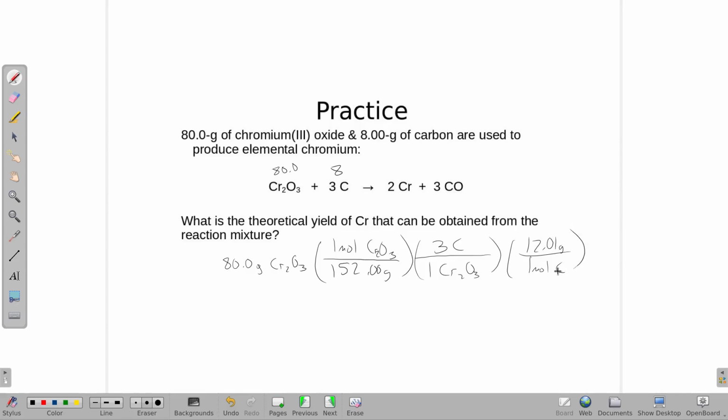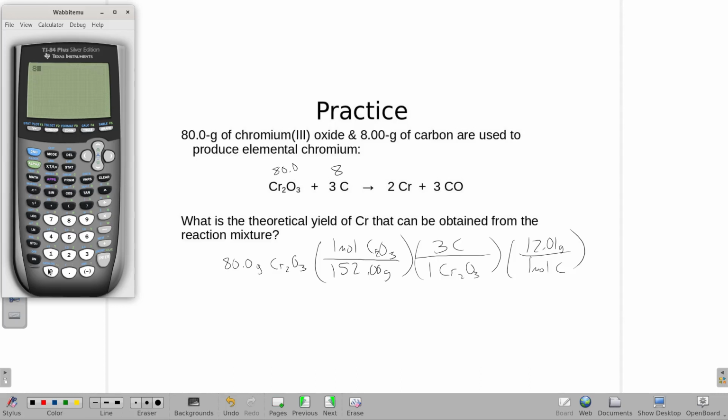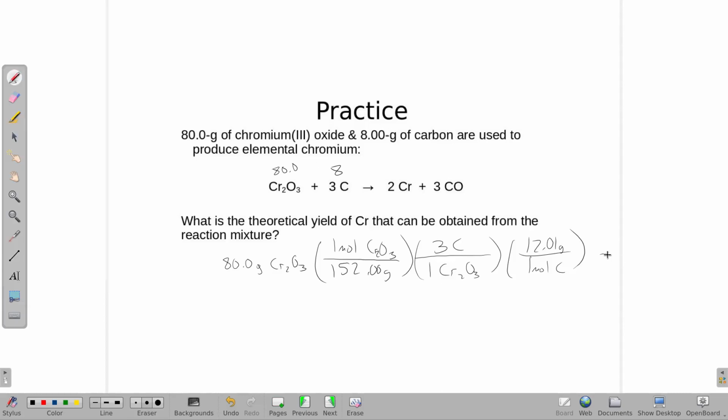So let's see which one's limiting. 80 divided by 152 times 3 times 12.01 gives us 18.9. Do I have that much? No, I only have 8 grams of carbon. Therefore, the carbon is our limiting reagent.